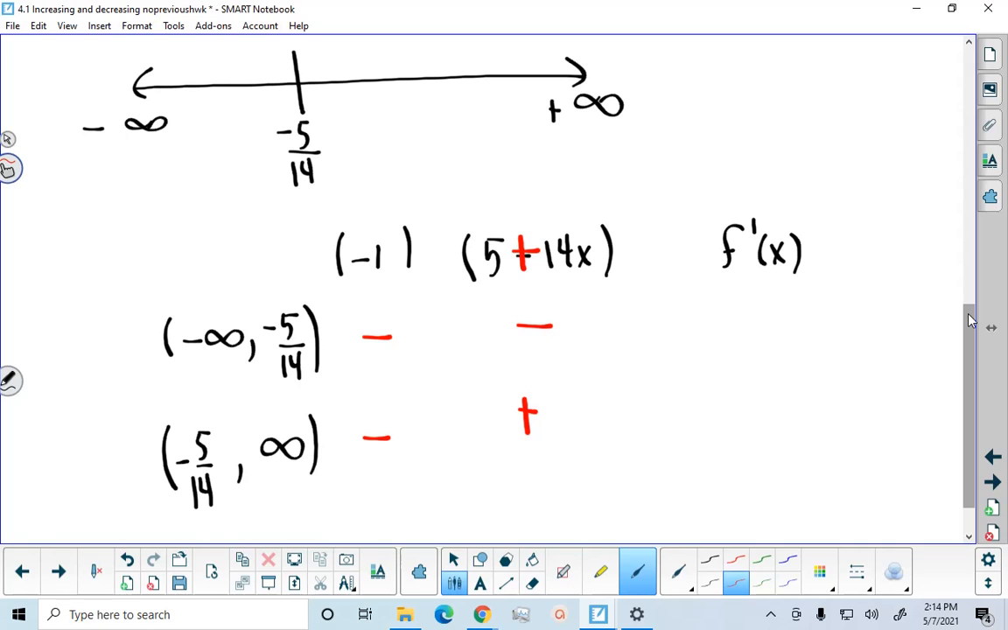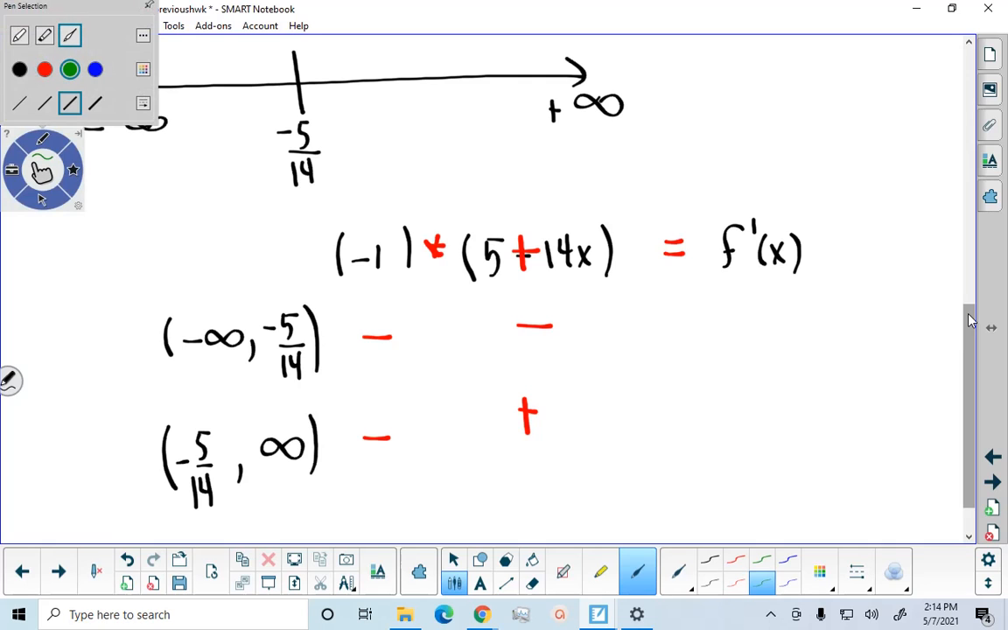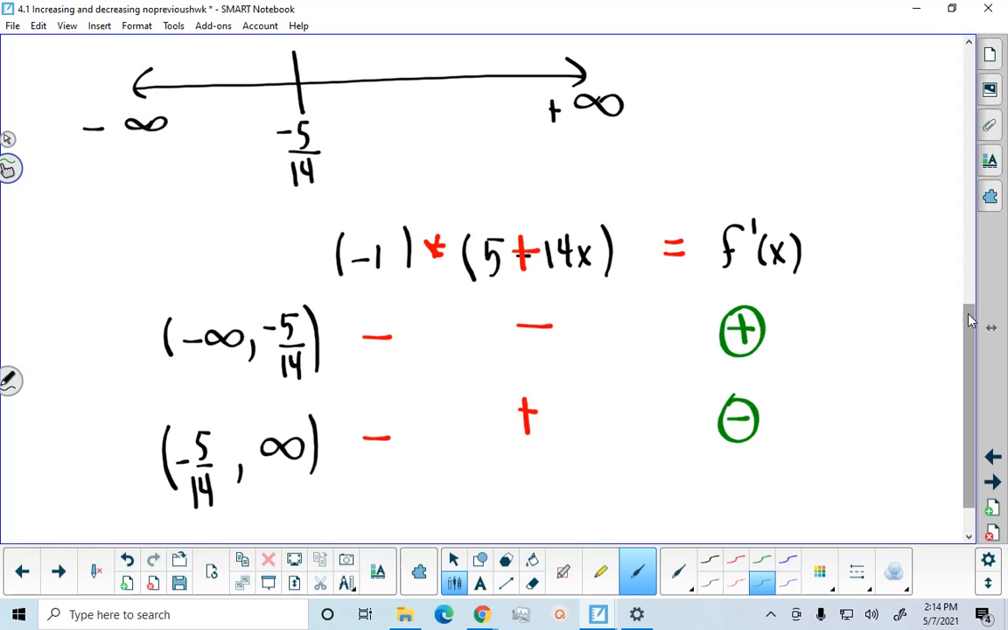What is this telling us? Well, since the derivative is equal to the product of these two things, it tells us that the derivative is positive in that interval and negative in this interval, because negative multiplied by a negative gives you positive, negative multiplied by a positive gives you negative. So we have answered the question.